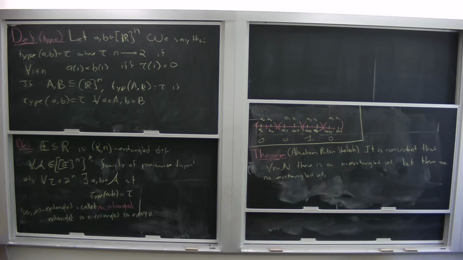That's the thing, and that's why I want to present this today, because for some strange reason, the consistency of n-entangled sets for each n, but no complete entangled sets, was known since their paper. But somehow no one even asked whether it was consistent that n-entangled sets might exist and no n plus one entangled sets may exist.